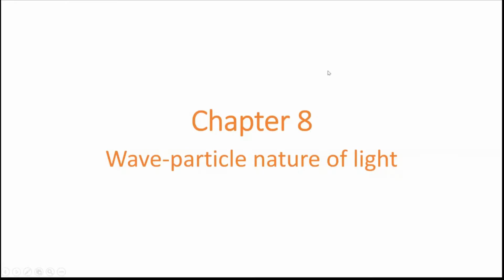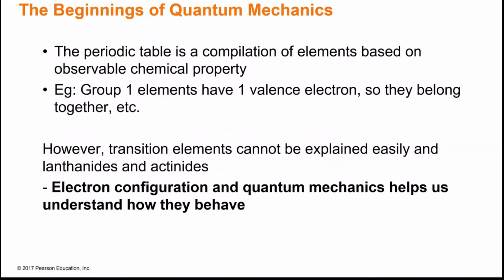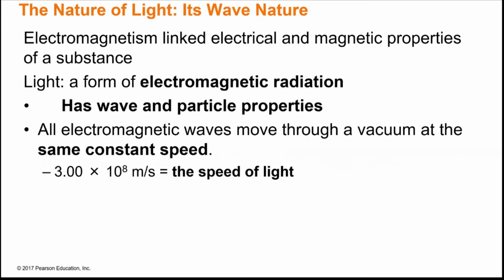In this video, we're going to cover Chapter 8, which is the wave-particle nature of light. And this is going to lead into electron configuration in Chapter 9. So first off, light is a form of electromagnetic radiation, so EM radiation, and it has wave and particle properties.